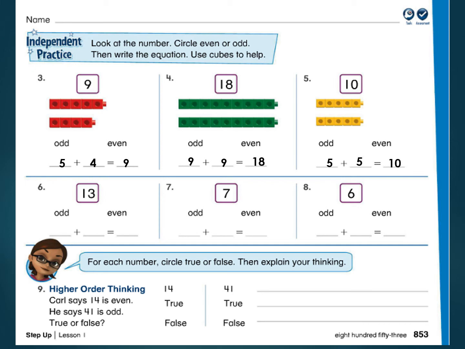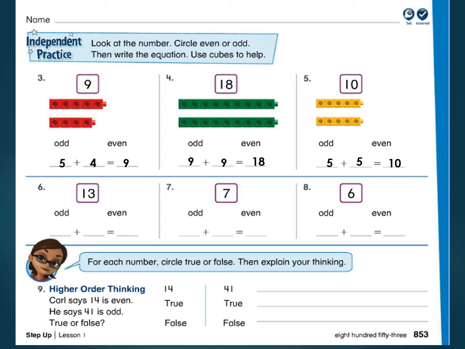Now let's move to number 13. Is 13 an odd or even number? Let's see the ones. The ones is a 3. And 3 is an odd number. So 13 is an odd number. Great job.